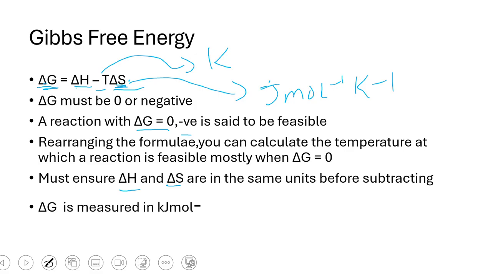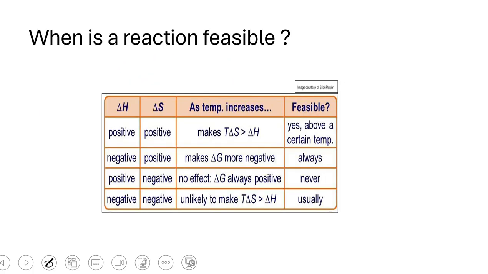So if the unit of the entropy change is in joules per mole, you divide by 1,000 to make sure that it is changed to kilojoules per mole before subtracting. You must take care of that because it can cost you a lot of marks. And also the delta G is measured in kilojoules per mole. And this is the summary of it normally. So this determines the feasibility of a reaction.